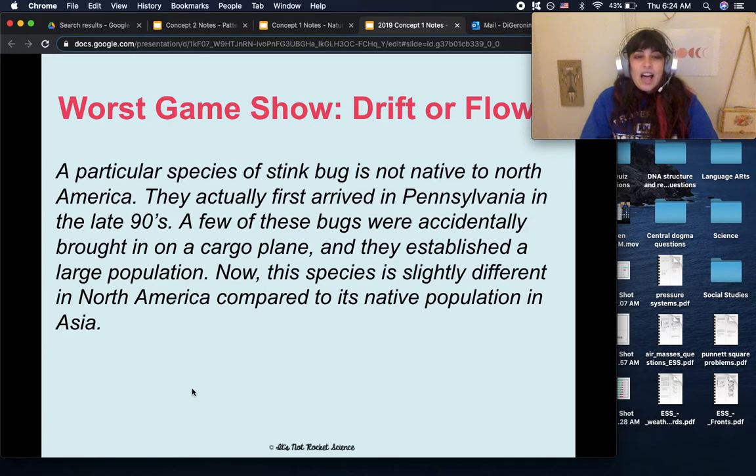Another one. A particular species of stink bug is not native to North America. They actually first arrived in Pennsylvania in the late 90s. A few of these bugs were accidentally brought on a cargo plane, and they established a large population. Now, this species is slightly different in North America compared to its native population in Asia. I am trying to trick you. Is this drift or flow?